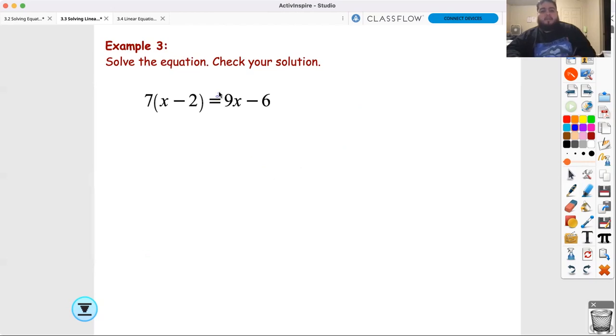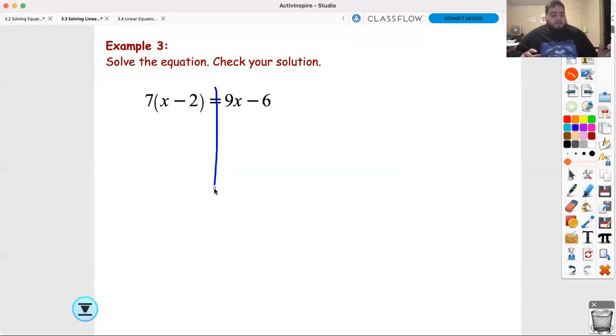So now let's go ahead and solve this equation. Remember the end game: we want x equals. We want x by itself on one side, numbers on the other side. Before we can do that, we had to manipulate things. On the left side, we had to distribute the 7 to both terms. So 7 times x is 7x. 7 times minus 2 is negative 14. Bring down the 9x minus 6.